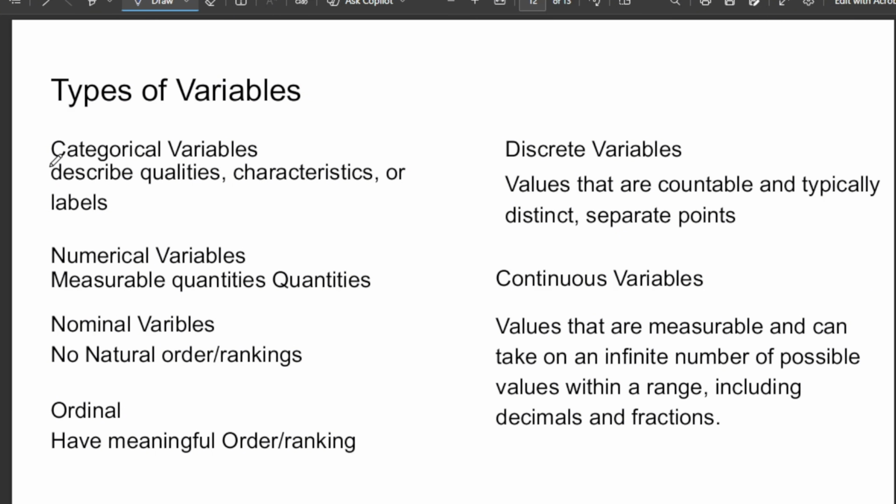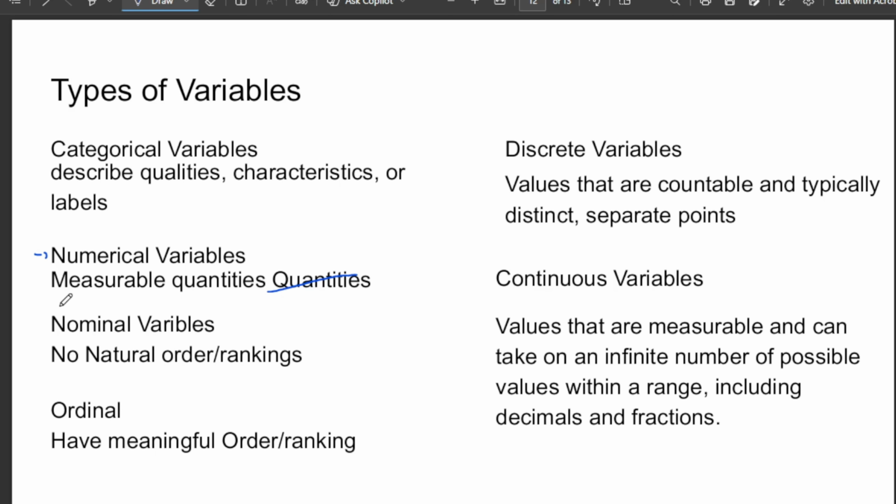How about numerical? Numerical variables are of course quantitative. An example is the number of cars in a parking lot. That's an example. And temperatures, and also, let's say, shoe sizes. Those are numerical variables.